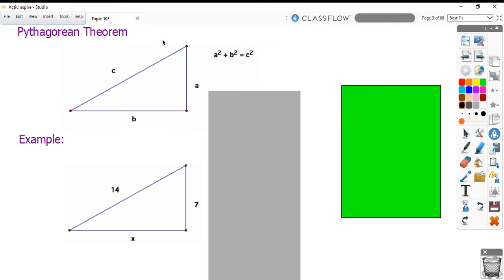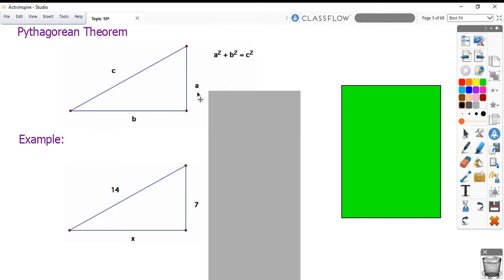Up next is hopefully something that you've seen before, because I'm pretty sure this is taught a little bit in 7th grade and a ton in 8th grade, and probably some in Algebra 1 as well. This is pretty standard stuff for middle school math. The Pythagorean theorem, everybody knows this equation: a squared plus b squared equals c squared. We all have seen that before.